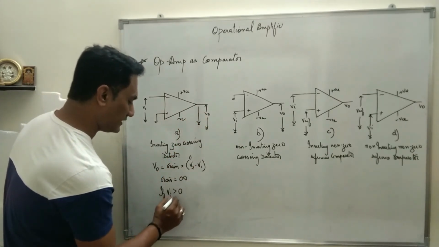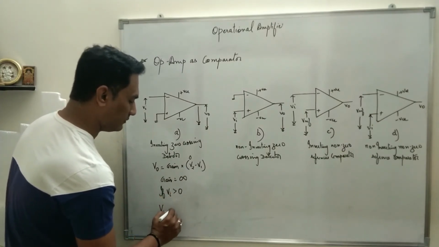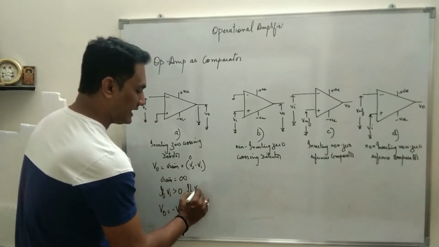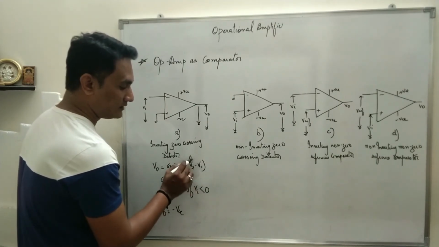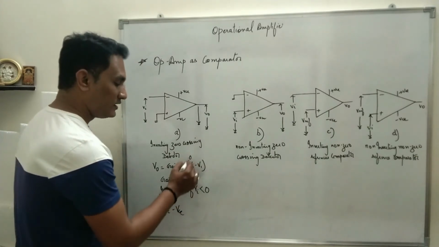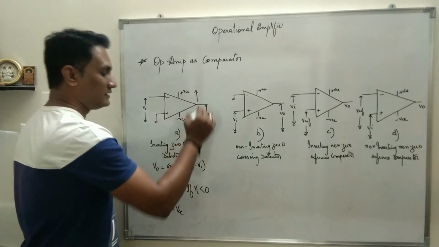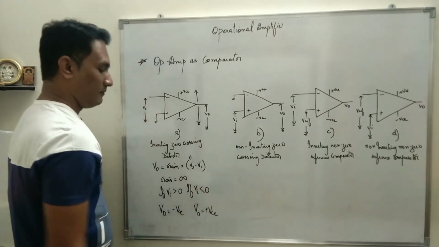So if Vi is greater than 0, V0 will be minus VCC. And in the same circuit, if Vi is less than 0, that means the subtraction between these two will give you a positive answer. So positive gain is infinite, so the output voltage will keep on increasing till the positive saturation. The output will be plus VCC.